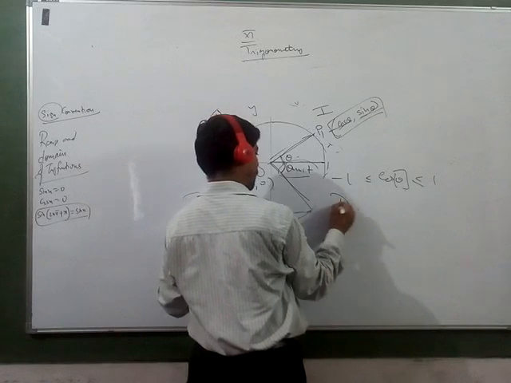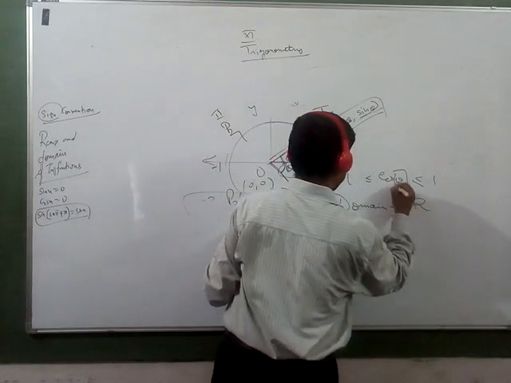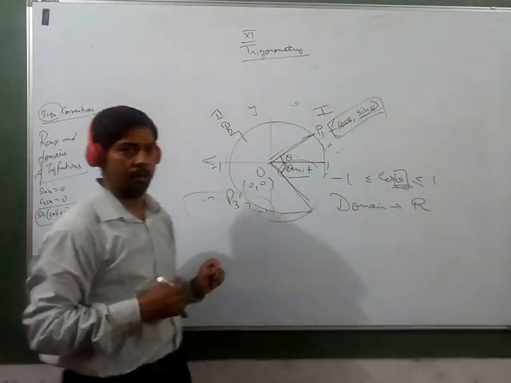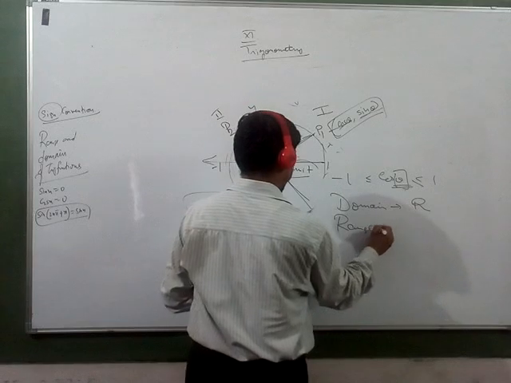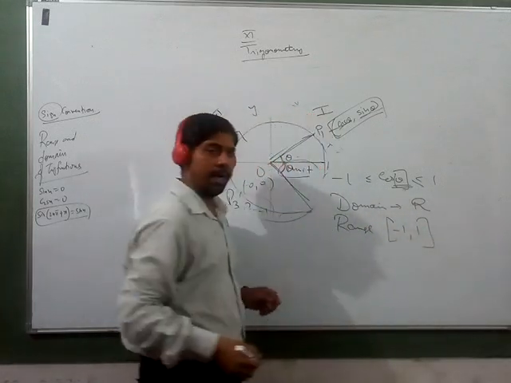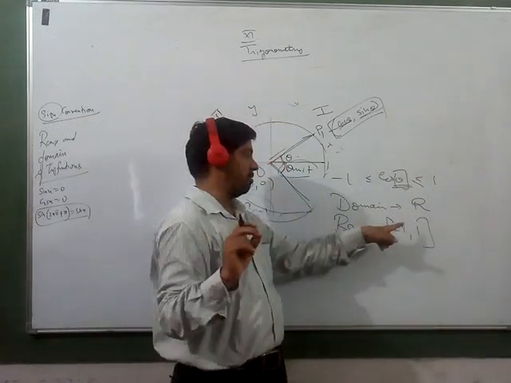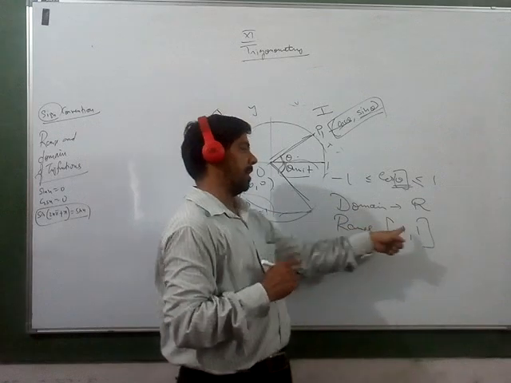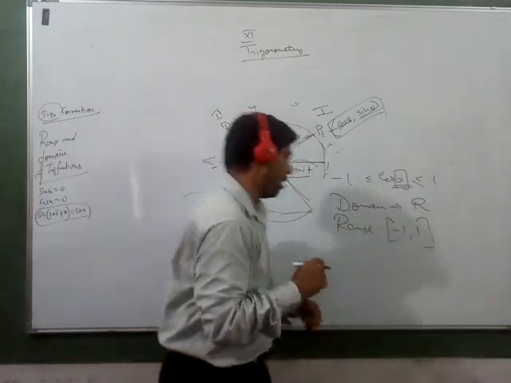So the domain of cos theta is all real numbers, because I have already told you theta is a real number. And the range of cos theta will be from minus 1 to 1, in closed brackets. This kind of bracket means all the real numbers between minus 1 and 1 are allowed. Not just minus 1 and 1, but all the real numbers between them are allowed.